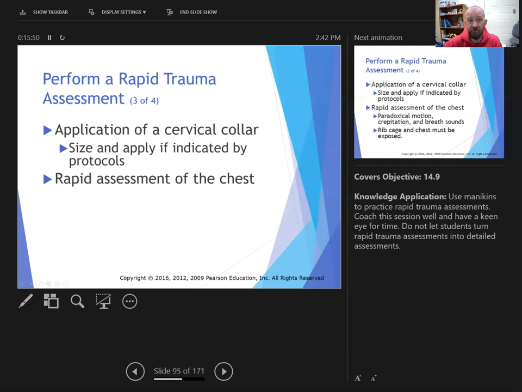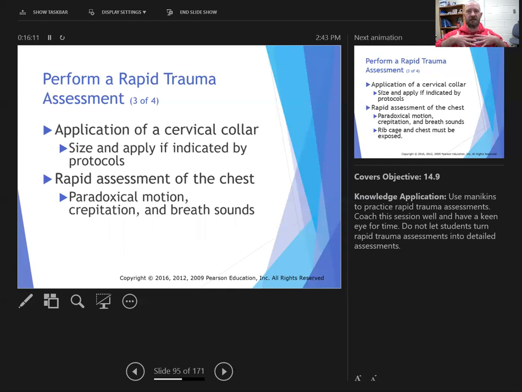All right, once we do that, we're going to move down. After we get the collar on, we're going to move down to the chest. We're looking for things here in the chest. We're looking for paradoxical motion. That's the first thing. That's a pretty big phrase, paradoxical motion. What that means is that the chest isn't moving in the same direction at all times, right? You take a breath, chest moves out and up. You exhale, and it goes down and in, right?